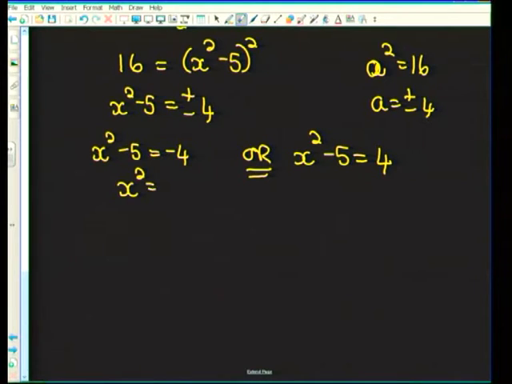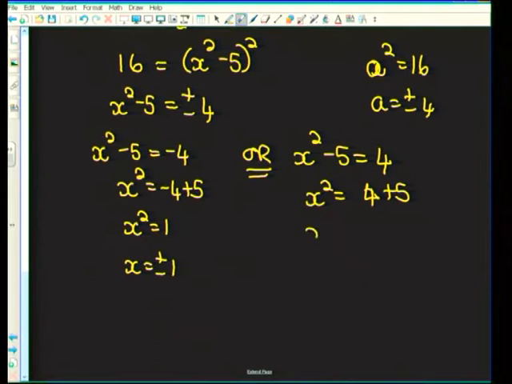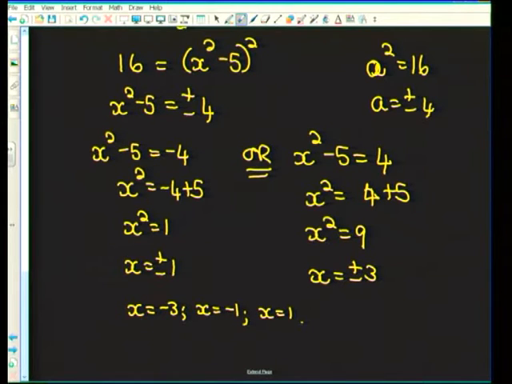So let's see what happens here. We're going to get x squared equals minus 4 plus 5. So x squared is equal to 1, which means x is plus or minus 1. Over here, we're going to get x squared equals 4, plus 5, which means x squared is equal to 9, which means x is plus or minus 3. In other words, the answers are x equals minus 3, or x equals minus 1, or x equals 1, or x equals 3. So we have 4 answers.